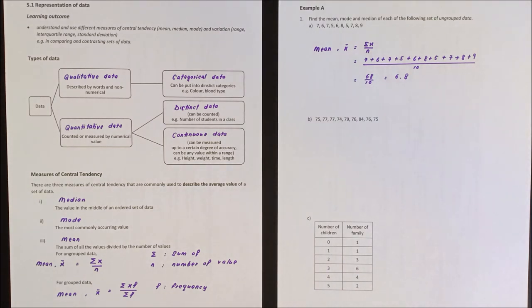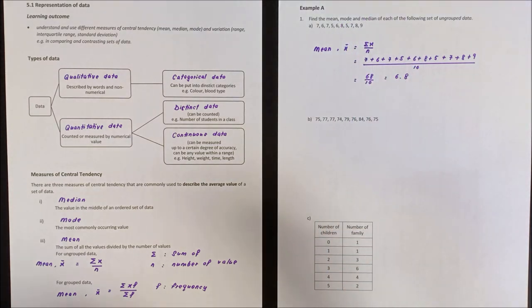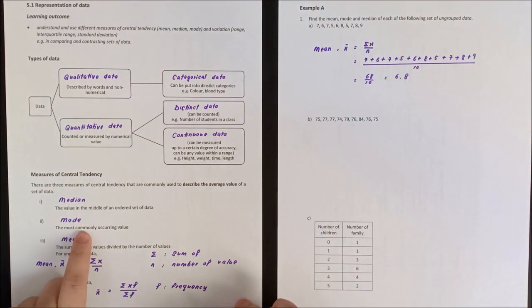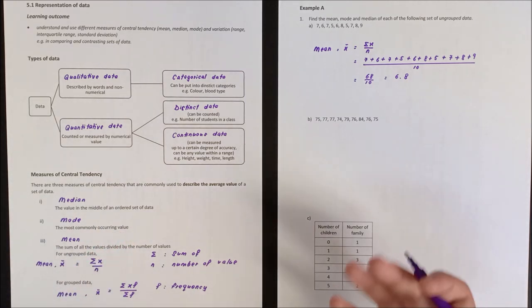Okay, so plus everything, divide by how many numbers you have. Okay, second one, we need to find out the mode. For the mode, it is the most commonly occurring value, meaning which number is most frequent in your data set.